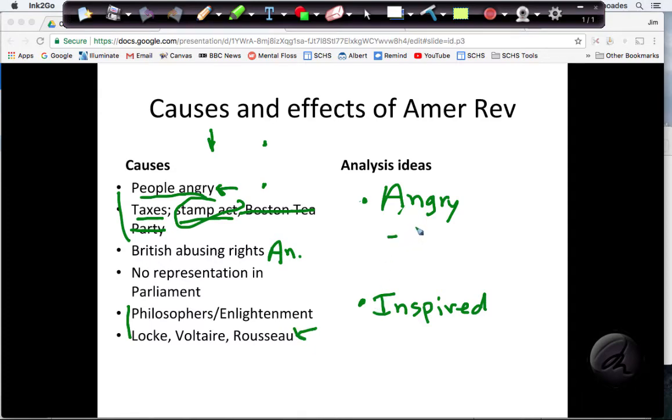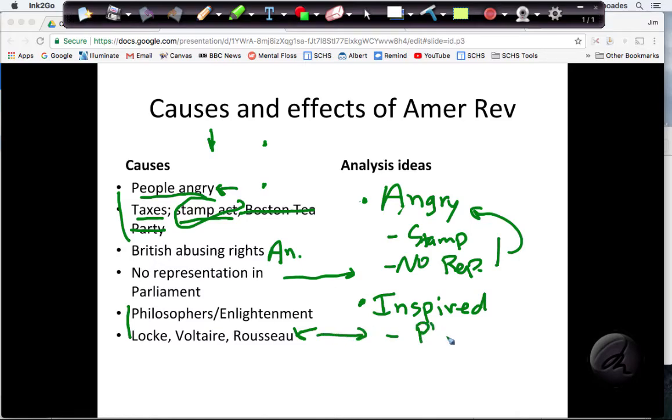So this way I'll be able to talk about the Stamp Act, and I'll also be able to talk about no representation as kind of two reasons why they were angry. And then I can come down here and use these philosophers as where the inspiration came from. That way I've got maybe two pieces of evidence here, and then I can have two or three pieces of evidence down there. So I think this is going to work out pretty well for my first body paragraph about causes of the American Revolution.